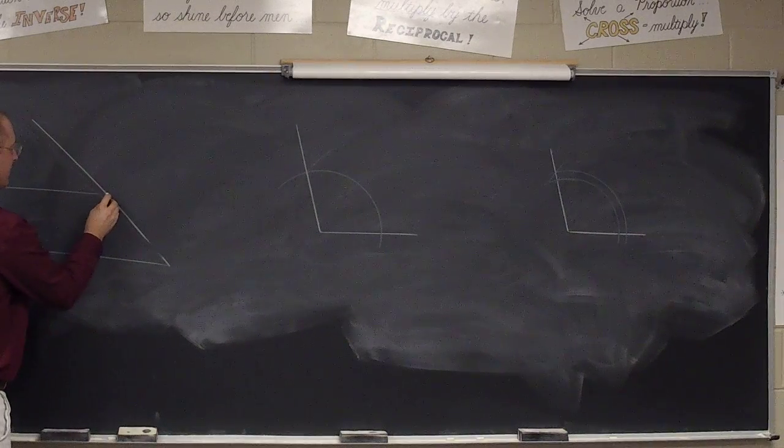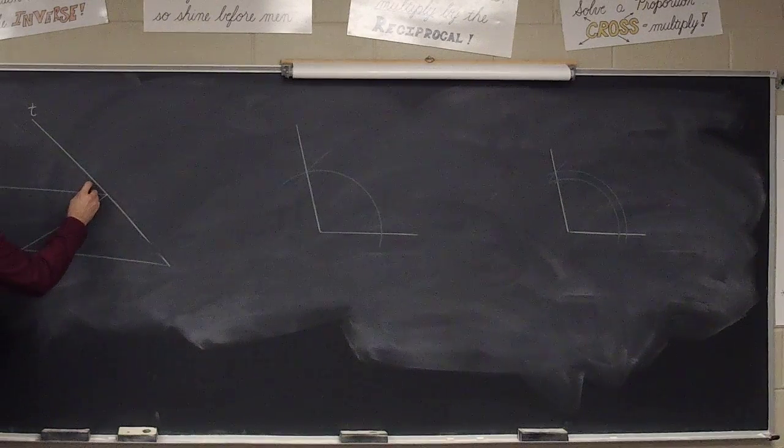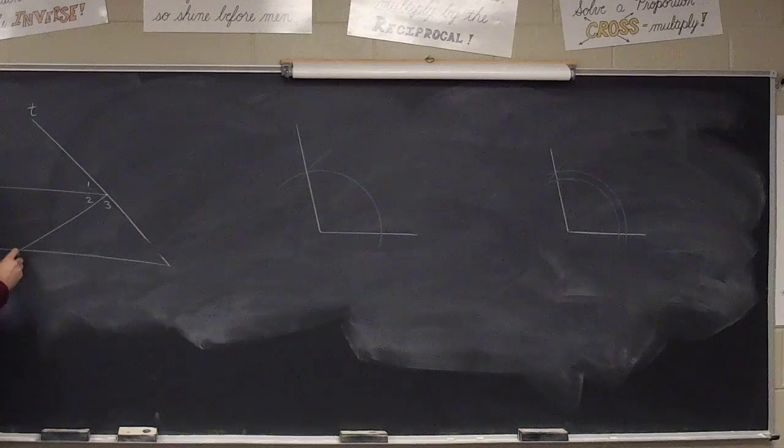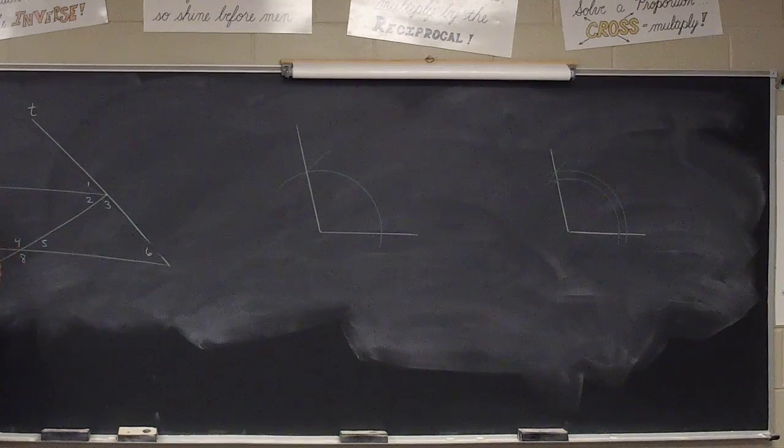All right, so let's go with something like that. A couple of parallel lines, we'll call them M and N. A couple of transversals, we'll call them Q and T. Anyway, we'll number the angles. We've got 3 angles there, 4, 5, 6, 7, 8.